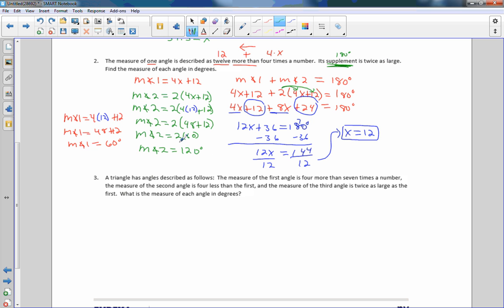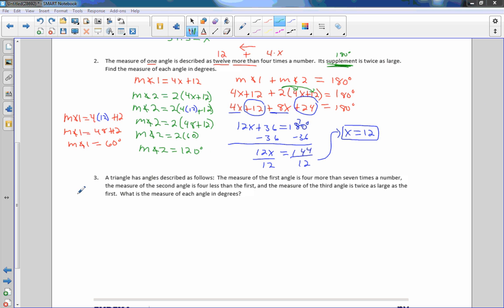I did this because I want to make sure my equations are correct. I could have stopped here and been lazy and said, okay, if one is 60 and the other one's twice as big, I'm just going to multiply this by 2. But I always want to check to make sure my equations are set up properly and solved properly.